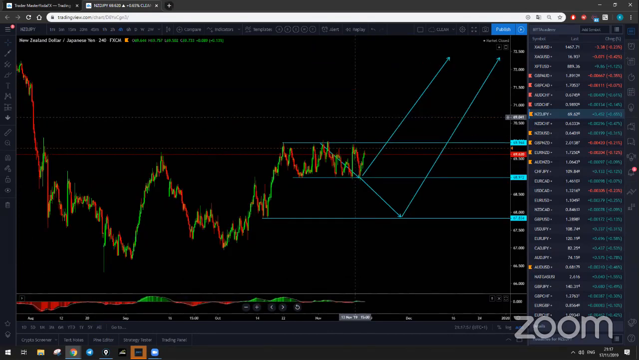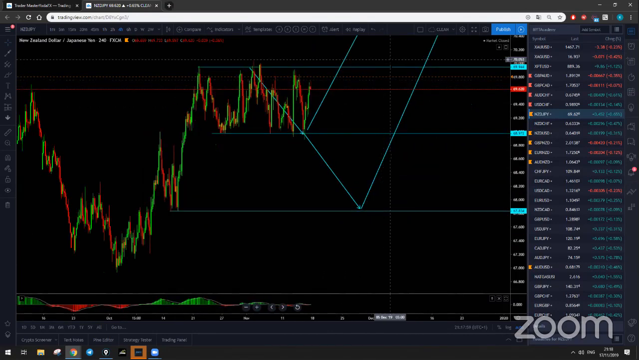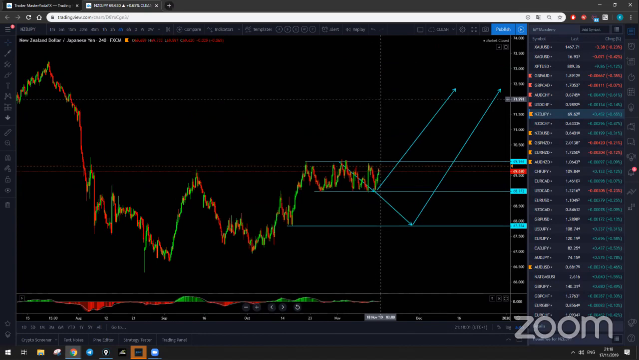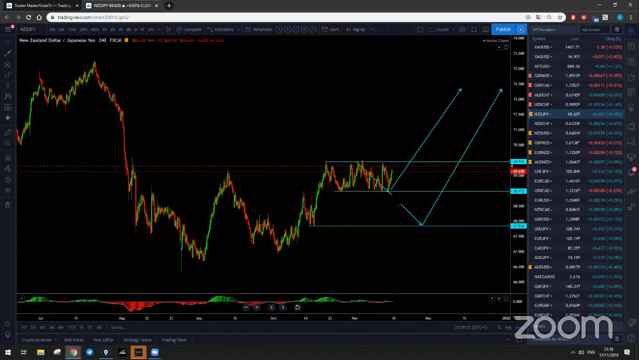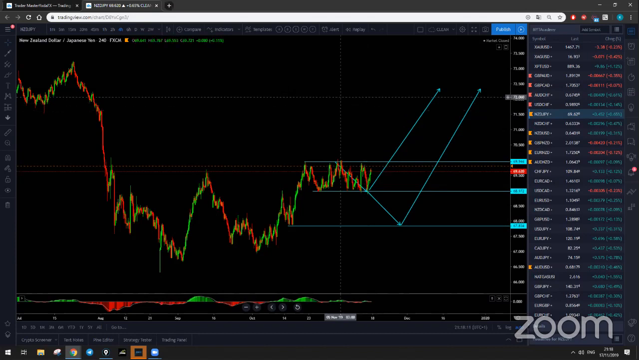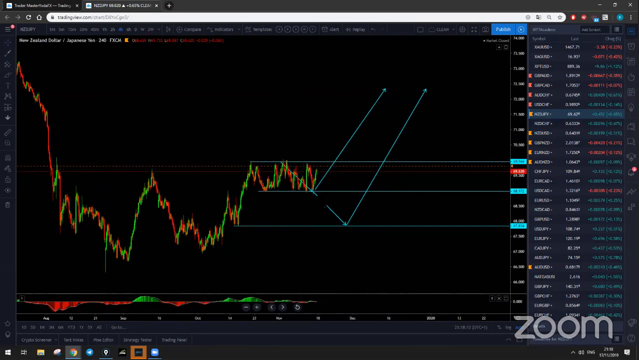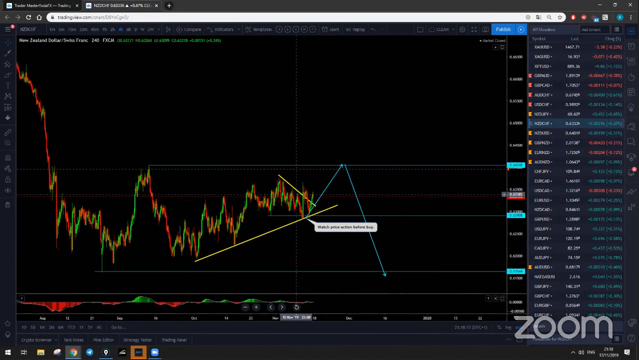So New Zealand yen, what do we have there? Okay, I do not recommend you to take that trade. Why? Because the price can just make a new high and then it will drop to the downside. So I do not recommend it. Stay away from it if you're not skilled enough, and stick to the others.